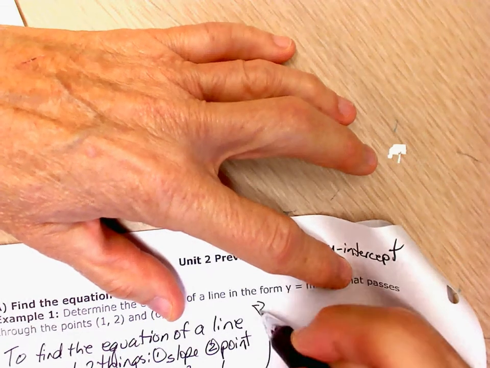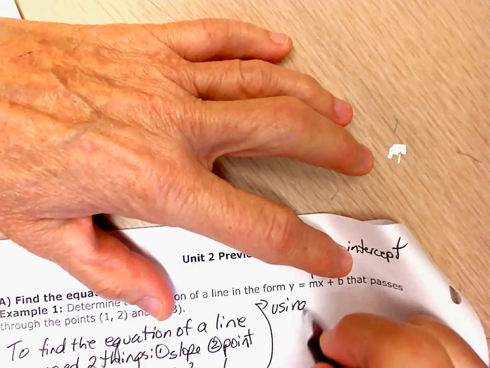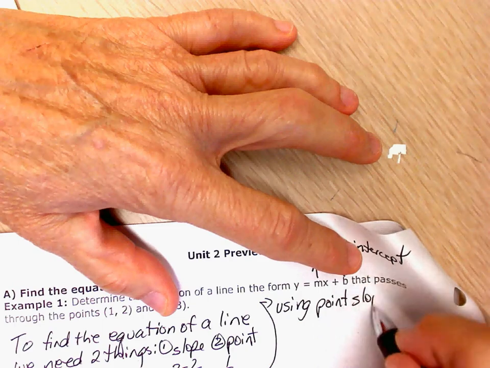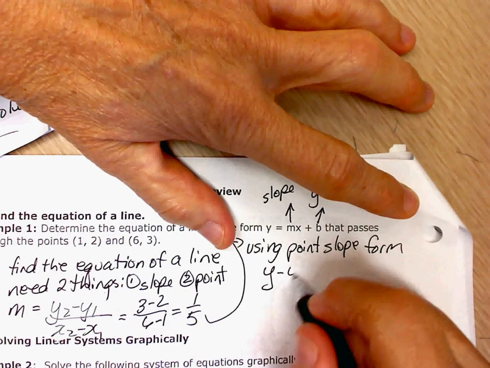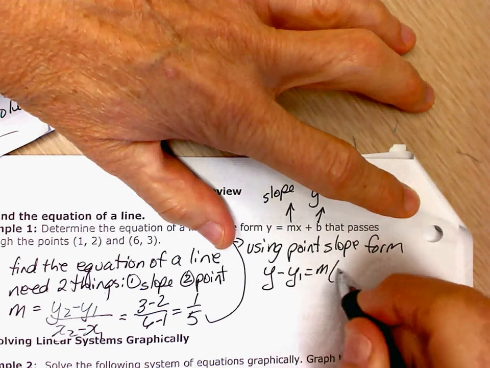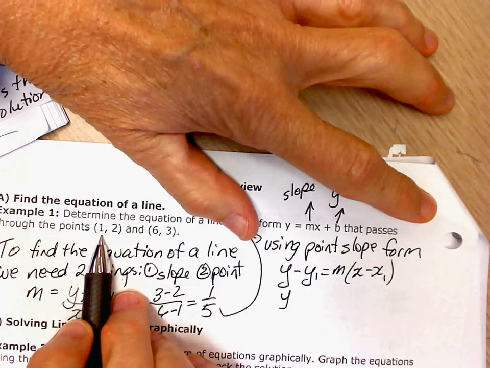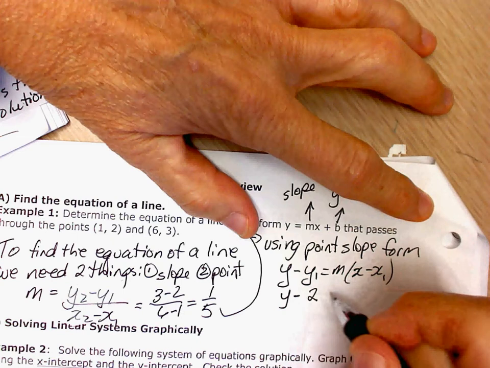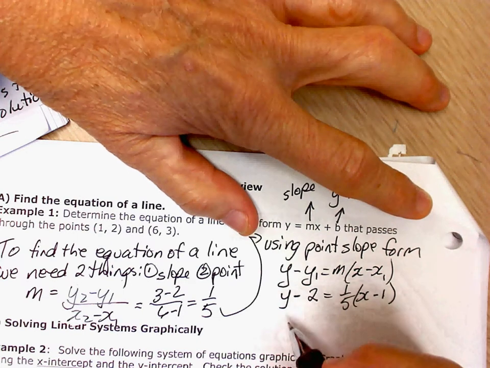Now that we have our slope and a point, we're using point-slope form. We have y minus y1 equals m times x minus x1. I'm going to use the point with smaller values. No sense working with bigger numbers if I don't have to. So y minus 2 equals 1 over 5 times x minus 1.